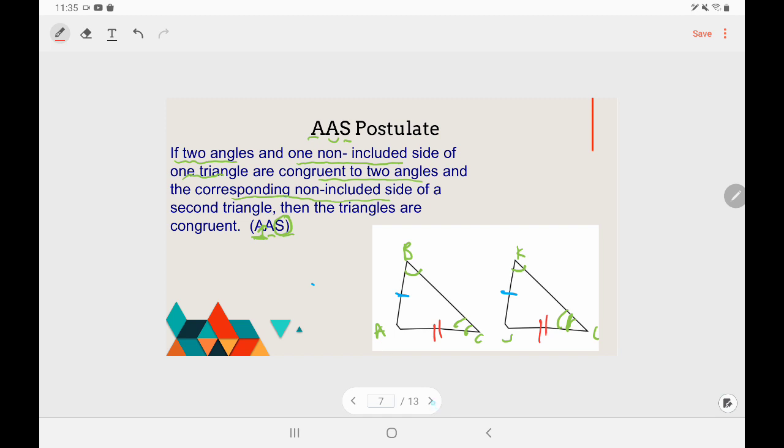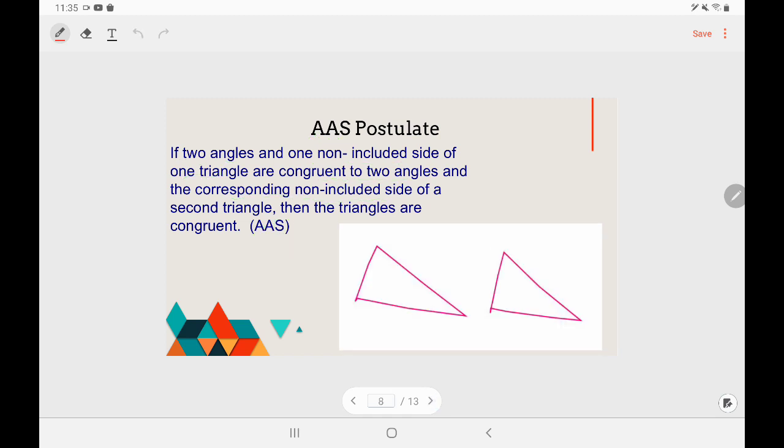So let's look at one second example. A, B, C. Let's get crazy. Q, R, S. All right, if I have angle A is congruent to angle Q, let's write down what we know. Angle A is congruent to angle Q. Angle R is congruent to angle B.